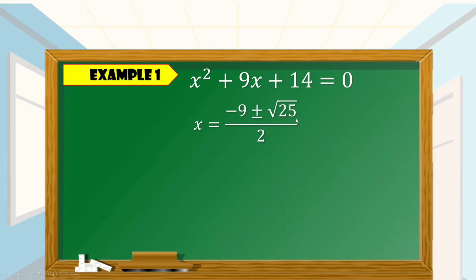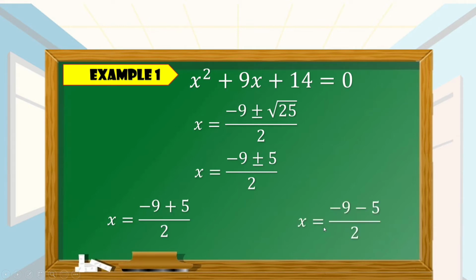Get the square root of 25. The answer is 5. So the equation is x is equal to negative 9 plus or minus 5 all over 2. Let us separate the plus and minus sign. We have two equations. First, x is equal to negative 9 plus 5 all over 2. And then the other equation is x is equal to negative 9 minus 5 all over 2.